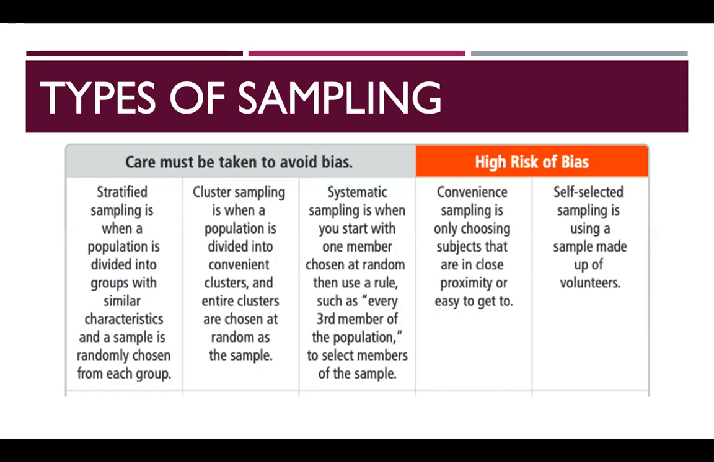Convenience is just like it sounds. So convenient sampling is only choosing subjects that are in close proximity or are easy to get to. So if we were back in school, I would say that you guys would be my convenient sample because it's very convenient for me to ask you guys. You're in my class. Self-selected sampling is what we actually just talked about two slides ago. It's when you are using a sample made up of volunteers. So it's whoever wants to take that survey can take it.